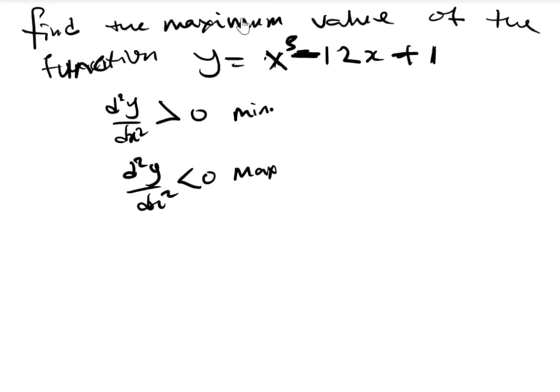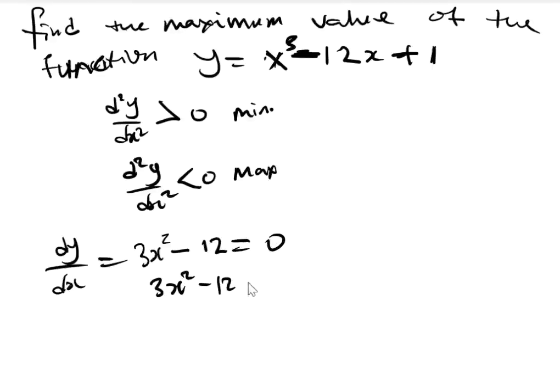So to solve this, we need to first of all differentiate. We already know that at maximum or minimum, dy/dx is equal to 0. The dy/dx of this function, differentiating x cubed is 3x squared, minus differentiating 12x is 12, and differentiation of a constant is 0, and this is equal to 0. Therefore 3x squared minus 12 is equal to 0.